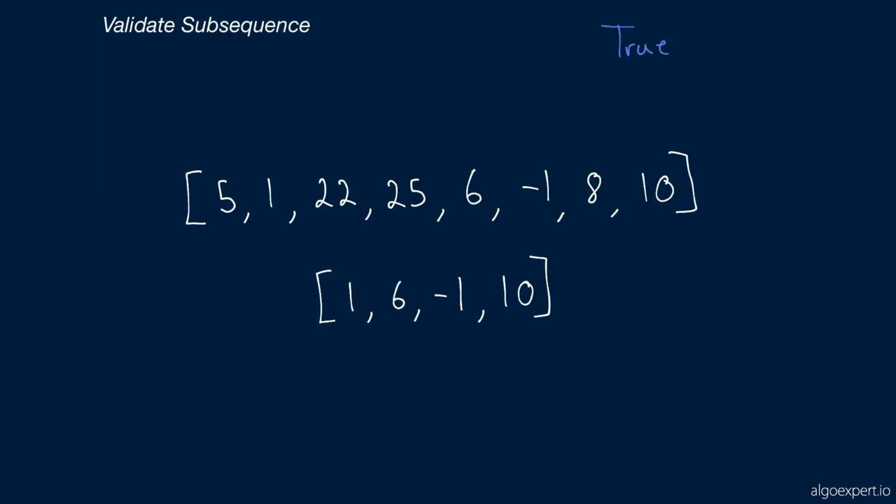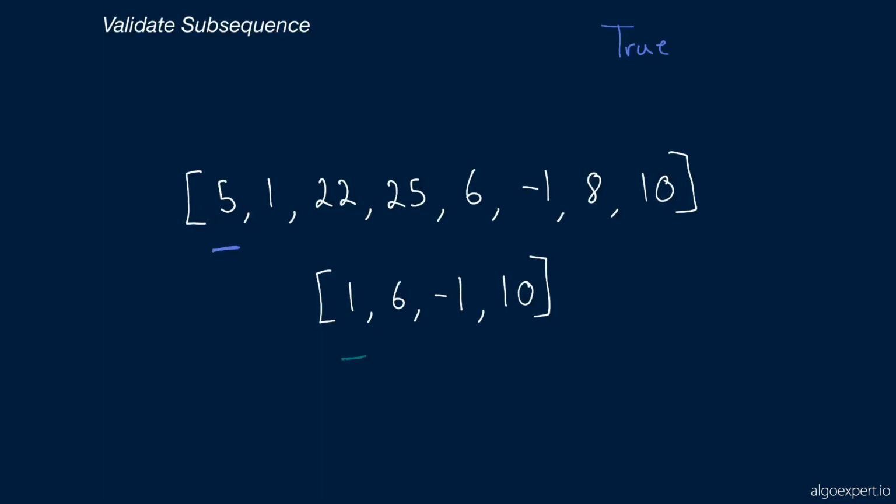So what we're going to do is we're going to initialize a pointer underneath the first element of our potential subsequence, and we're going to say, let's traverse our main array until we find this first element that our pointer is pointing to. And so we're going to put another pointer underneath the first element in our main array.